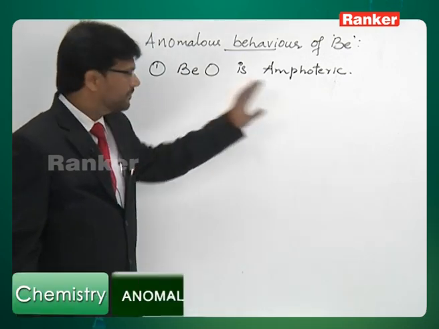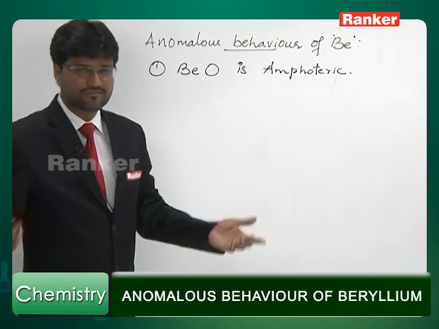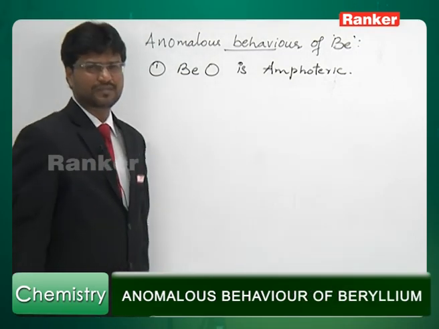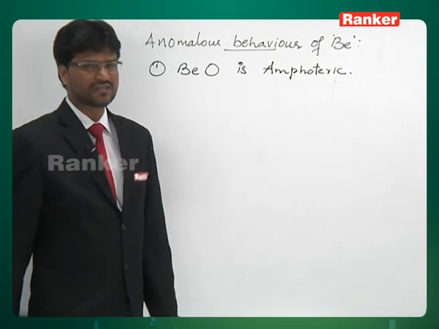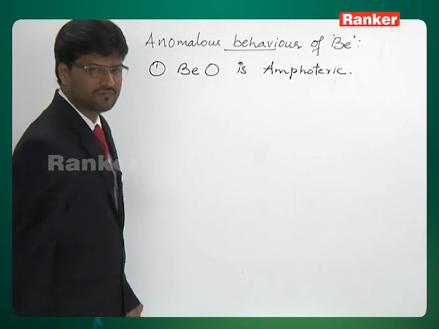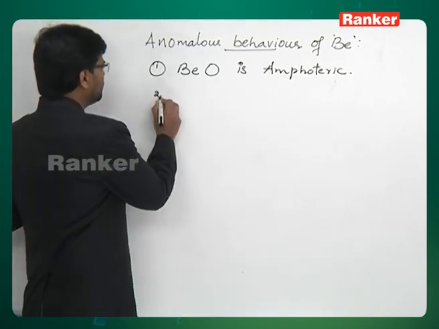By amphoteric, we mean it can behave both as an acidic oxide as well as a basic oxide, or we can put it in this way: it can dissolve in both acids as well as alkalis. Beryllium oxide is amphoteric.